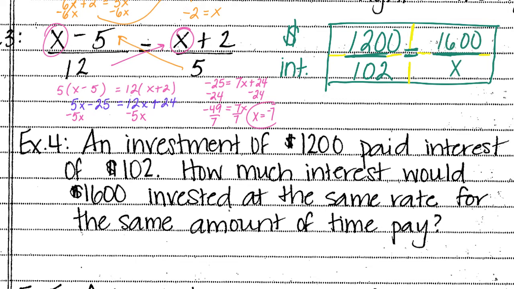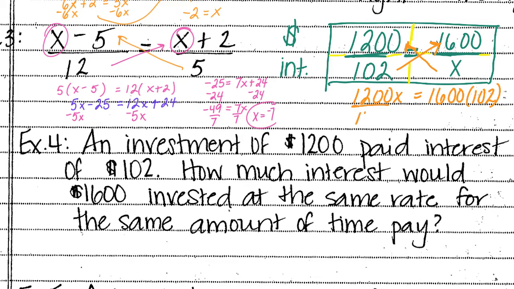Now, I know that's going to be more. We do need to multiply. Keep the top left on the top left. 1,200x is equal to 1,600 times 102. Well, 1,600 times 102 is, I'm getting my calculator, 1,600 times 102 is 163,200.